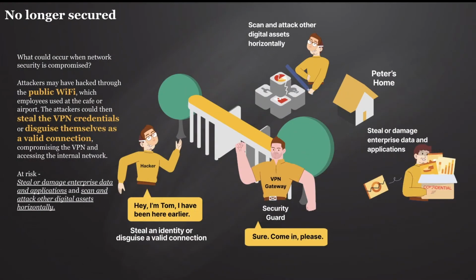But what could occur when network security is compromised? Attackers may hack the public Wi-Fi, which the employee used in a cafe, and steal his VPN credentials and pretend to be Tom, or they can disguise a valid connection like, hey, I am Tom, I have been here earlier, to cheat the VPN. Once the attackers bypass the VPN, the internal network has no more protection mechanism that is fully trusted, and attackers may steal or damage the enterprise data and applications, scan and attack other digital assets horizontally.